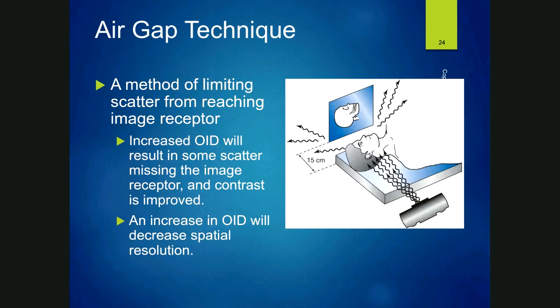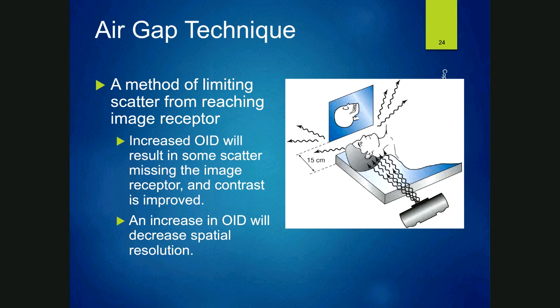All right, so we said to reduce scatter, we can reduce the volume of tissue being irradiated. Volume of tissue is made up of the thickness and the area exposed. We can't change the thickness, we can change the area. So collimation, beam restrictors, those kind of things. We can also reduce the formation of scatter altogether by using a lower energy X-ray beam. So decreasing your kVp is going to decrease the amount of scatter produced.